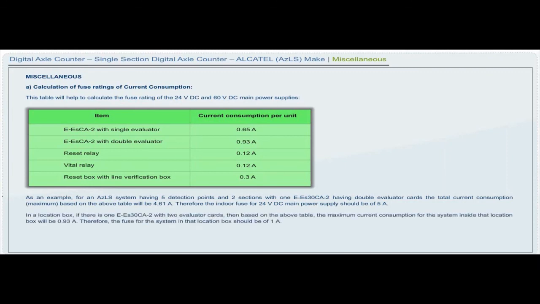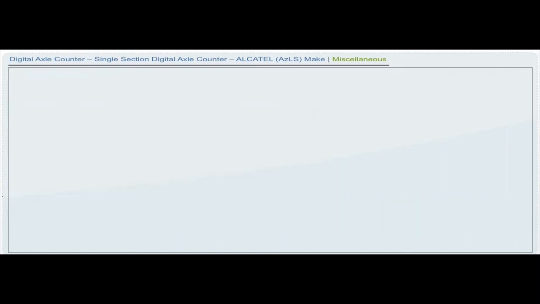In a location box, if there is one EES30 CA2 with 2 evaluator cards, then based on the above table, the maximum current consumption for the system inside that location box will be 0.93 amperes. Therefore, the fuse for the system in that location box should be of 1 ampere.